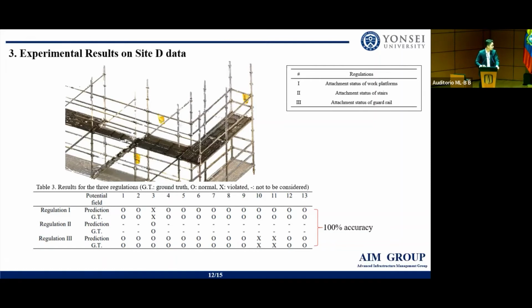On this table, you can see that work platform potential field 3 is considered to not have a work platform, but it has stair points below that field. So that field is attached correctly. And you can see that on guardrail potential fields 10 and 11, our algorithm considered them as violating regulation 3. This is because on those fields, there was only one guardrail attached. So as a result, we retrieved 100% accuracy on checking the regulations of site D data.